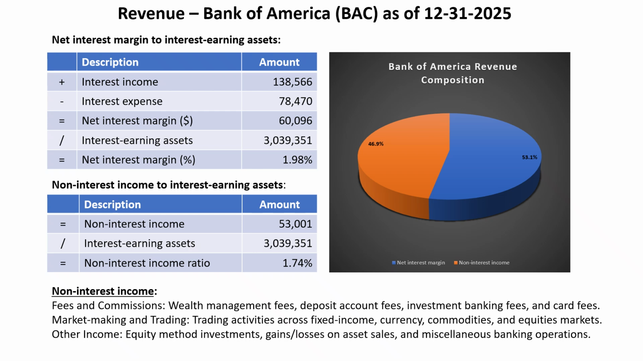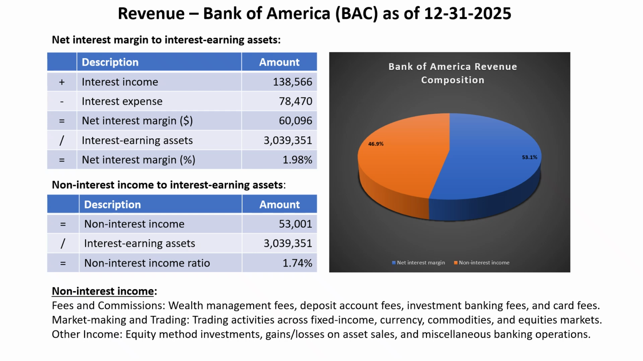And then I divide that by my interest earning assets from the previous page. And so my net interest margin is 1.98%, which is relatively low, but you have to remember that Bank of America invests most of its dollars into securities versus their loan portfolio, which is higher yielding. So their net interest margin as a percent is about 1.98%.